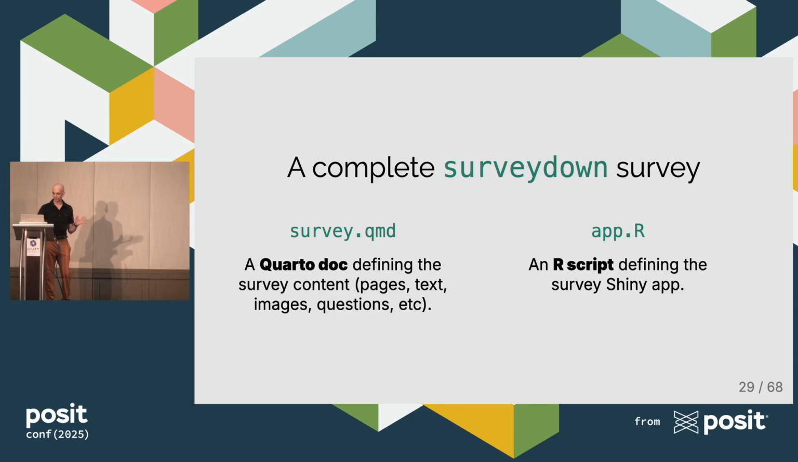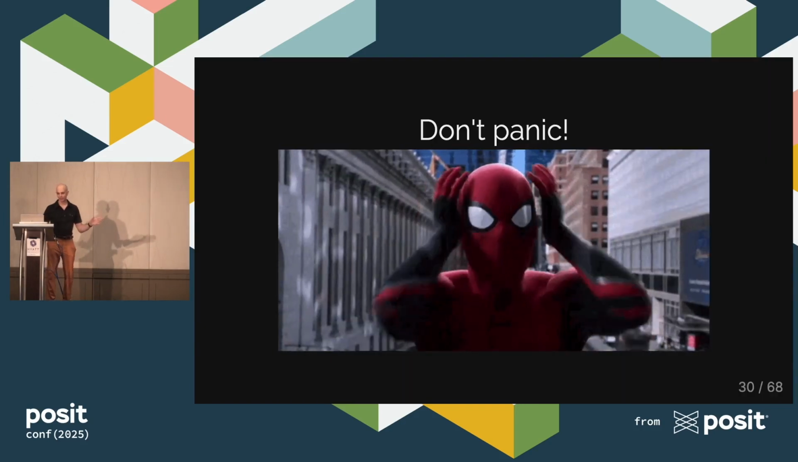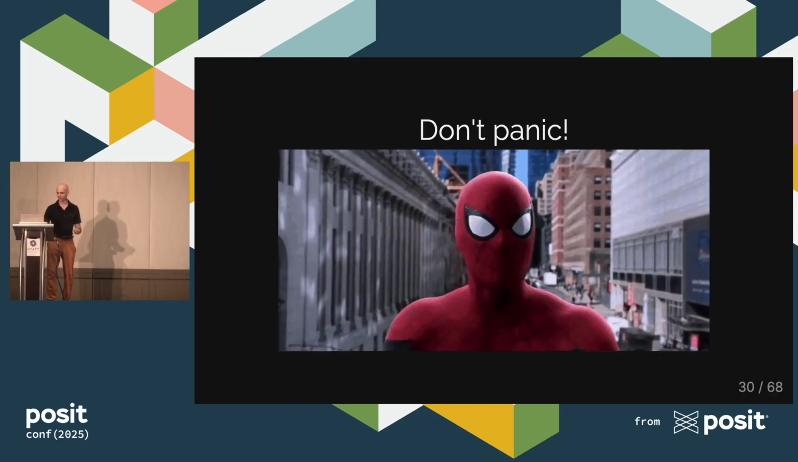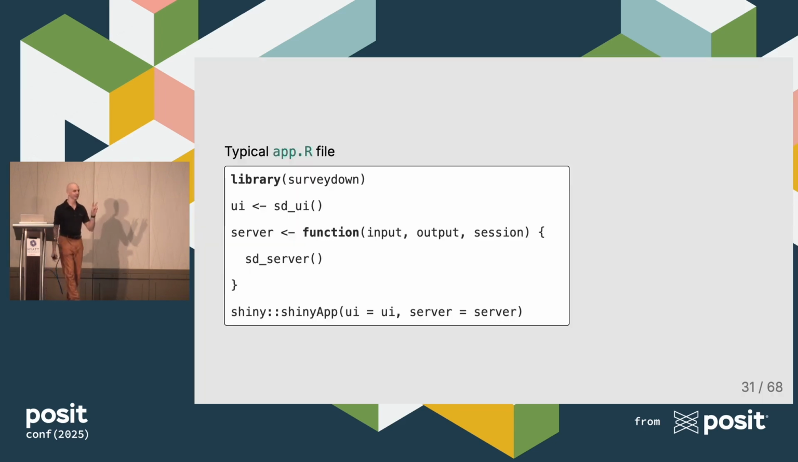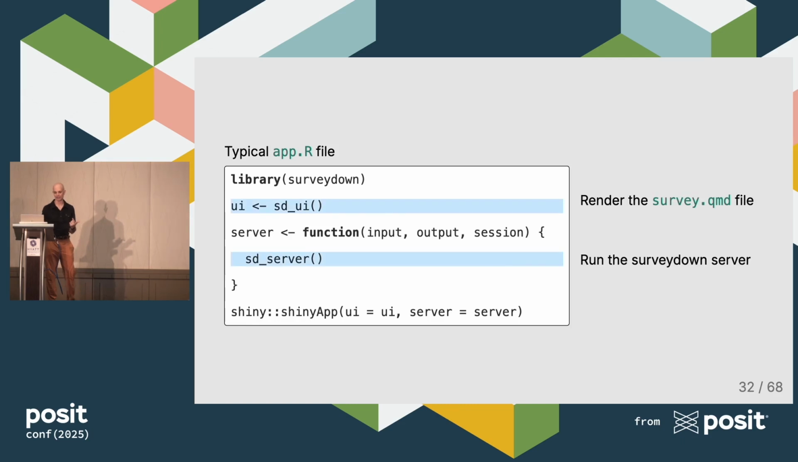Now, if you've never used Shiny, don't panic. We've tried to make it as easy as possible for you. Really, the main thing you need to know about Shiny is that it needs two pieces, a UI and a server. So we wrote two functions, sd_ui and sd_server. And that's it. It's pretty much a boilerplate file. You don't really have to worry about this file very much. The sd_ui function is going to render that Quarto file for you. You don't even have to render it yourself. And sd_server is going to handle all the logic about page turning and data management and stuff like that.